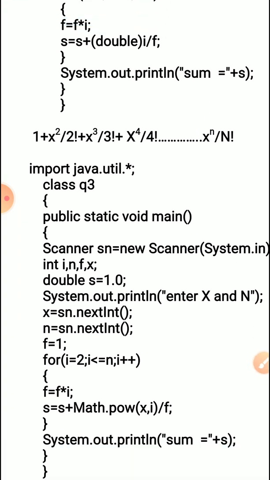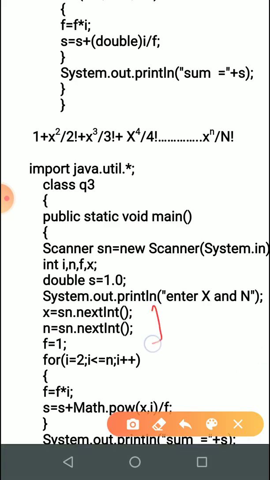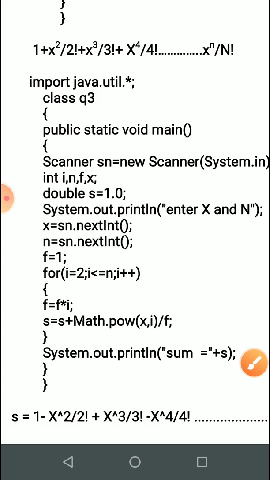Next question is 1 plus x square upon 2 factorial plus x cube upon 3 factorial plus x to the power 4 and x to the power n upon n factorial. Okay. So x and n, two values we have to take as input, that is taken. Then the series is starting from 1, so s is taken as 1. Then here these powers and factorials both are starting from 2, so we have taken the loop starting from 2.